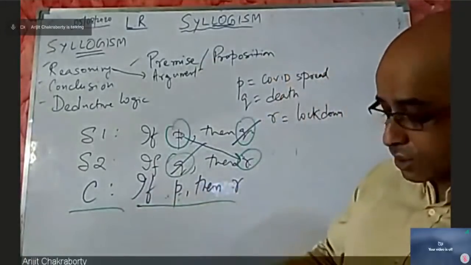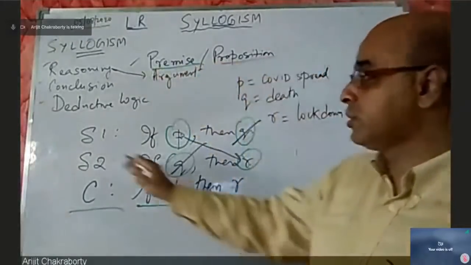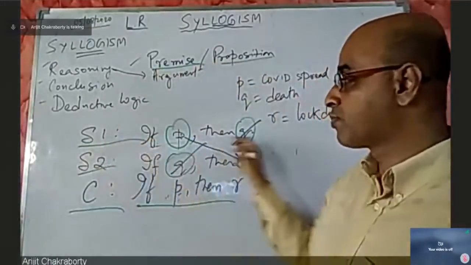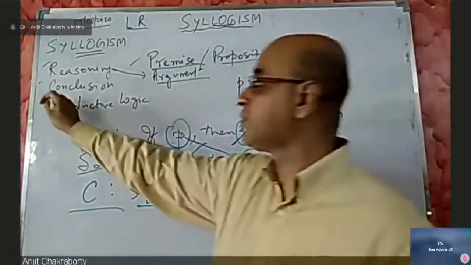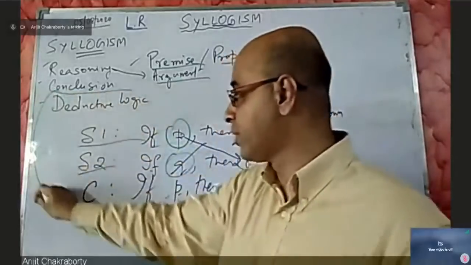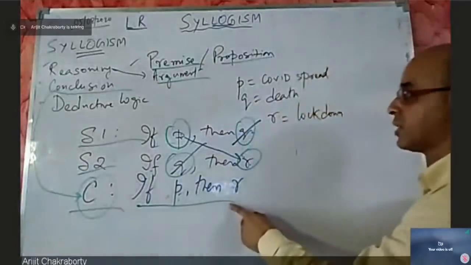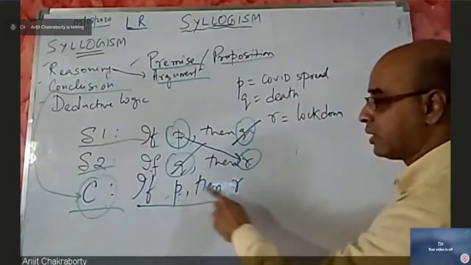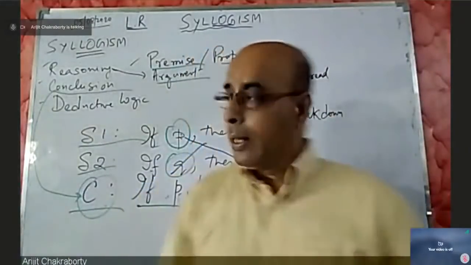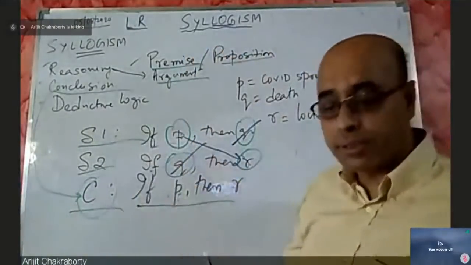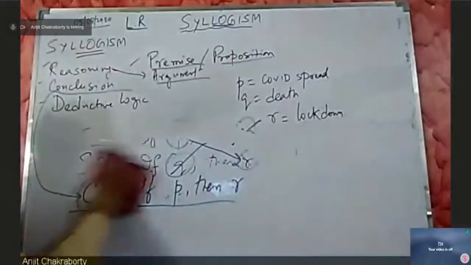Therefore, we have understood and taken examples of what is premise or proposition. A statement is called proposition or premise. We understand what is argument, and the conclusion, you can see, is for every statement we have a conclusion C. Here the conclusion is: if COVID spreads further, then lockdown may get extended in certain states. So this is how we deal with syllogism.